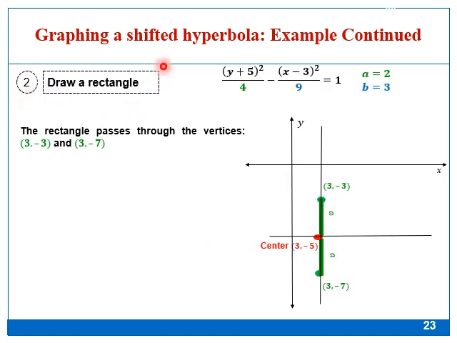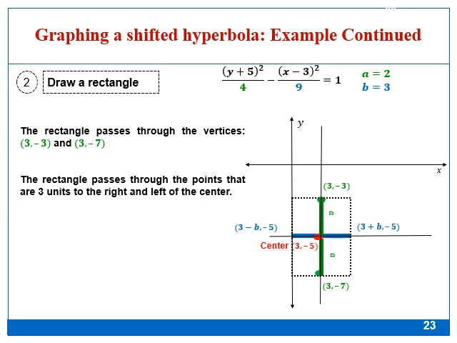The second step of graphing a hyperbola is to draw the rectangular box. We already have 2 points that this rectangular box will pass through. We need the other 2 points. The rectangular box will be centered at 3 and negative 5. To get the other 2 points, from the center, we move on a horizontal line that's perpendicular to the transverse axis, b units to the right and b units to the left. So we'll get these 4 endpoints, and we can easily draw the rectangle.